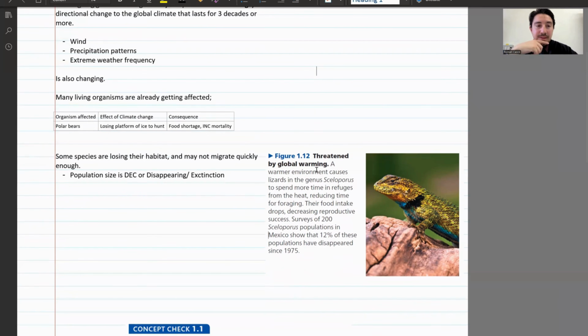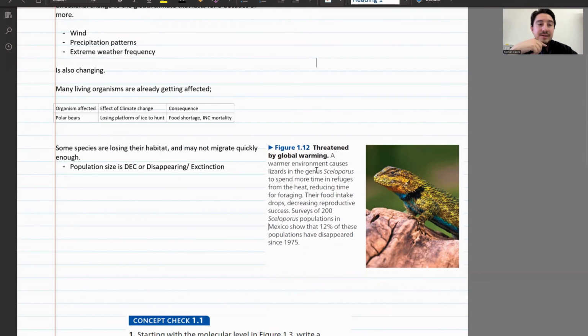This little table that I've plotted here shows organisms affected. You have polar bears, of course, gravely affected by climate change. These ice platforms are melting. So how are they going to thrive if there's no area to thrive in? There are food shortages. If you don't have these platforms to hunt, how are you going to get food? So that's increasing the mortality rates in polar bears.